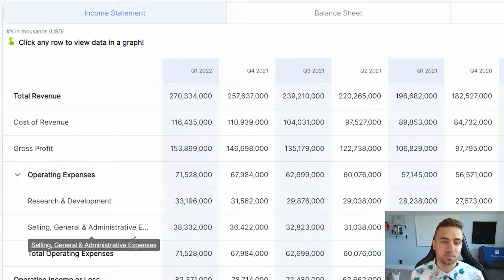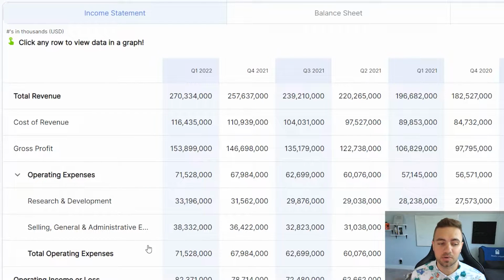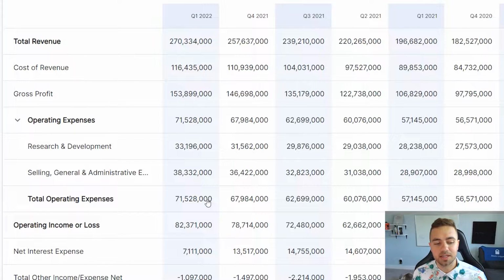This is like expenses with paying employees, paying salaries, running the business, growing the business. It's also sales and marketing expenses. And even stock-based compensation is baked into this number right here. So the operating expenses, again, are like expenses related to operating the business and growing the business. That leaves us with our total operating expenses, and the total operating expenses are subtracted from the gross profit to find the company's operating income or the company's operating loss if it is producing a loss on its operations.